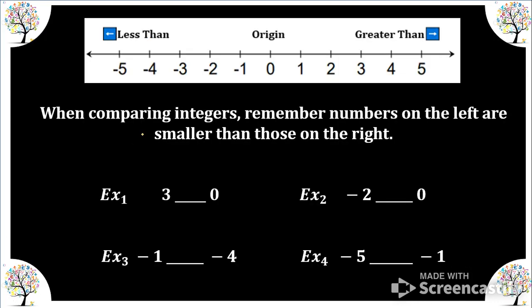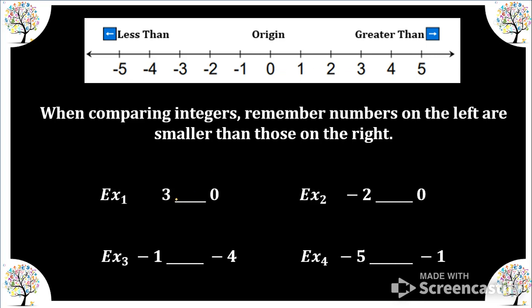Okay, let's compare integers and let's use the number line. So remember that numbers to the left are smaller than the numbers to the right. So the further left you go, the numbers become less. And when you move right, they become greater.